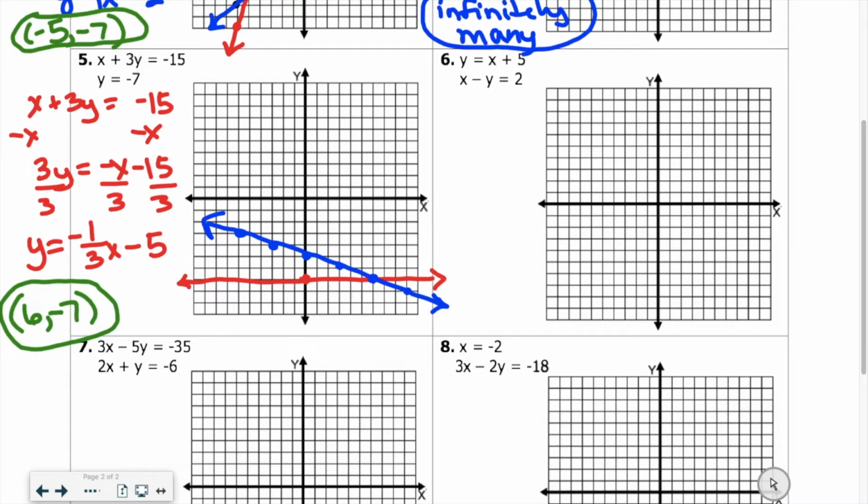All right, number 6. First one is already in slope-intercept form. So we have starting at 5. 1, 2, 3, 4, 5. And we're going to use a slope of 1. So that's 1 over 1. So up 1 over 1.